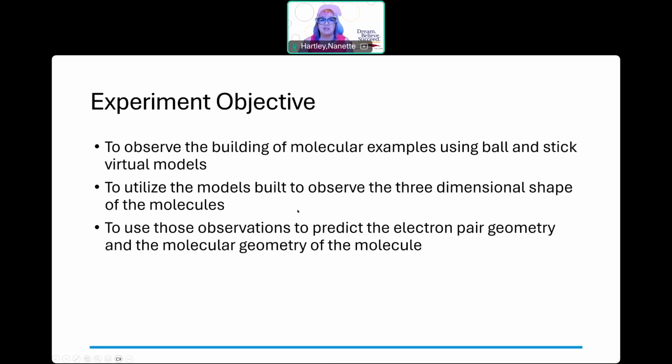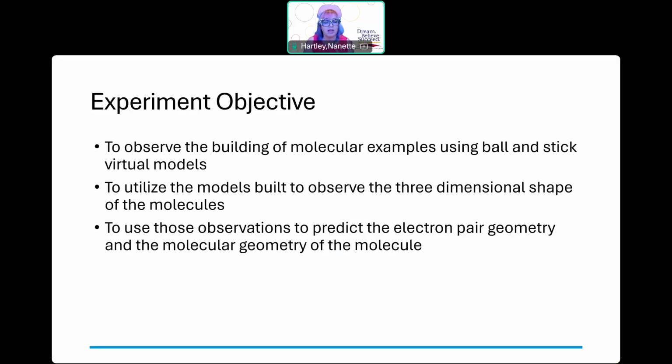Now, our objective in doing this experiment is to observe the building of molecular examples using ball and stick virtual models. So we are going to have some ball and sticks that we can work with in this virtual environment to actually build examples of molecules. And then we're going to be able to pick them up and turn them around and look at them in all different kinds of ways so that we can see what they look like. And once we've done that, we'll be able to use those to observe the three-dimensional shape of those molecules.